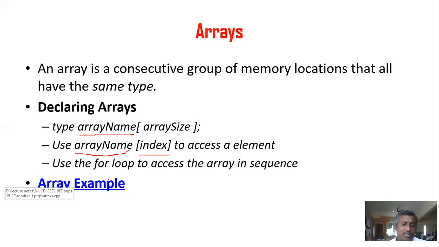If you are interested in accessing the array elements in sequence, the better way of doing this is a for loop. By using loop constructs, we can easily access an array in sequence. So these are the three important concepts that we need to know: how to declare an array, and how to access an array either individually or in sequence, one by one from the array elements.